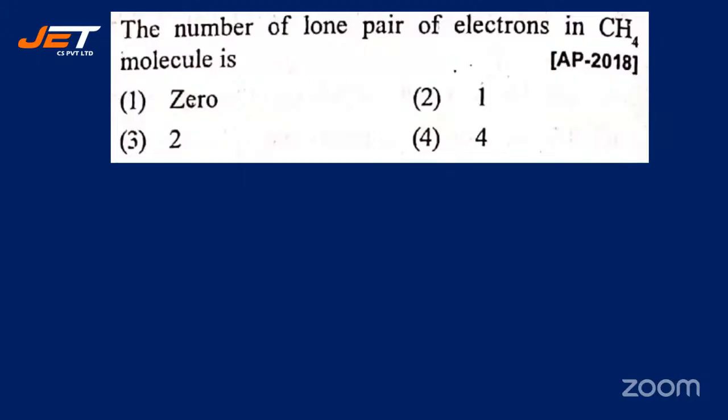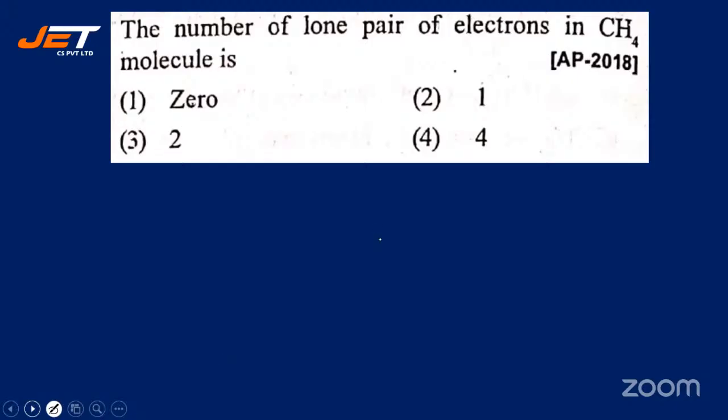The number of lone pair of electrons in methane molecule is: 0, 1, 2, 4. How many lone pair of electrons are there in methane molecule? Yes, students, any answers on this question?